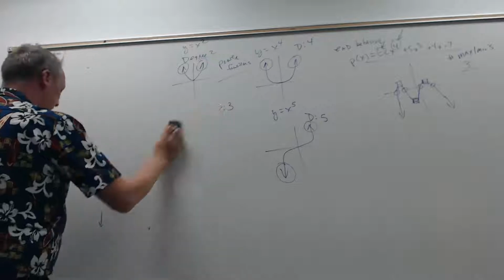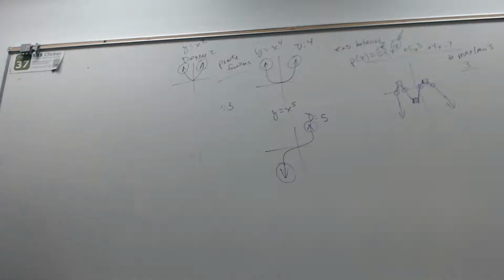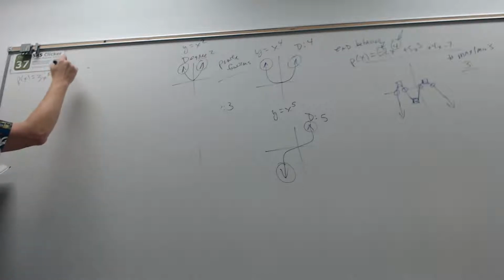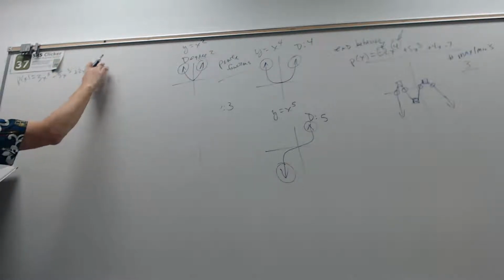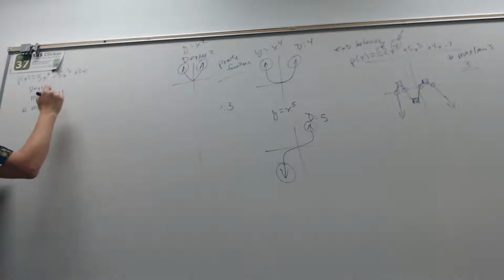One more we'll do, and then we'll start looking at trying to find all the zeros. That's the fun part. Okay, so if I have a polynomial function p of x equals 3x to the 5th minus 5x cubed plus 2x. Okay, first of all, what's the degree? What are the maximum zeros or x-intercepts? 5. And what is the total number of maximums and minimums that it could be?